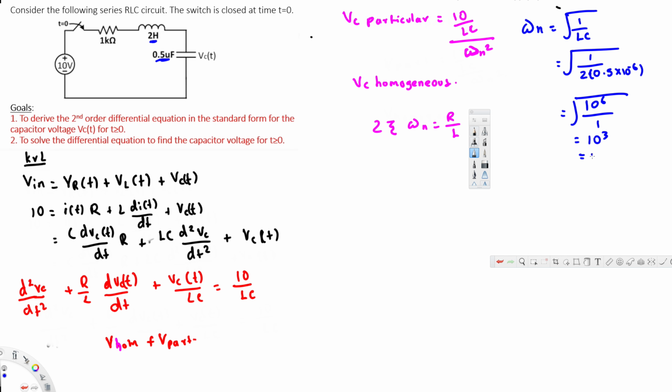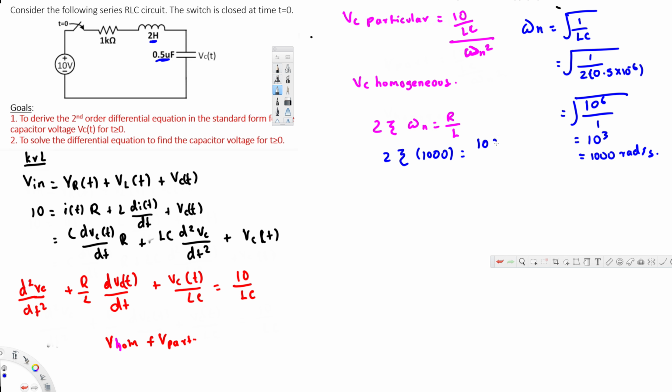So that means 1000 radians per second. So this is our omega n value. Now we can use this omega n value to find out the zeta value. So 2 times zeta times omega n, that's going to be 1000. That's equal to resistance over the inductance. Resistance is 1 kilo ohm.